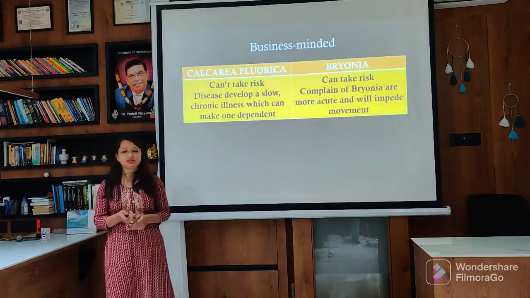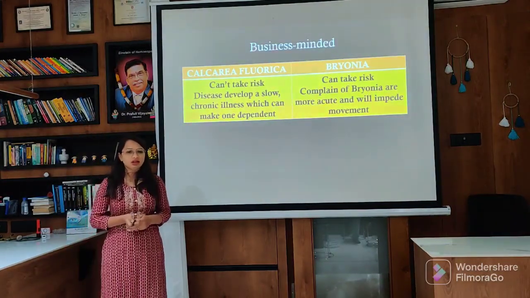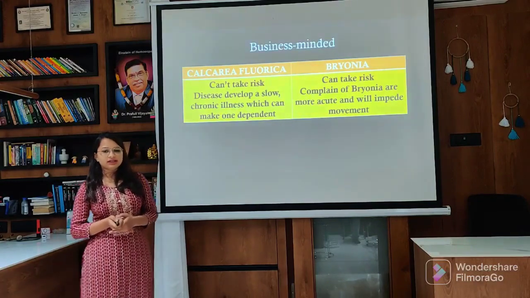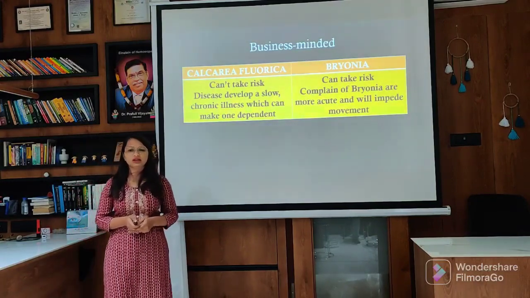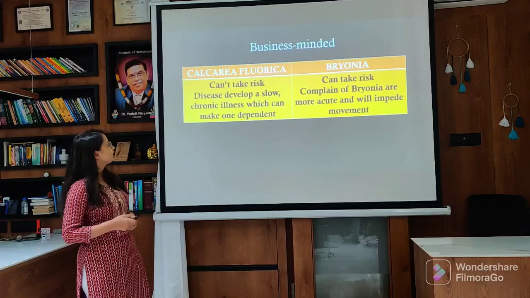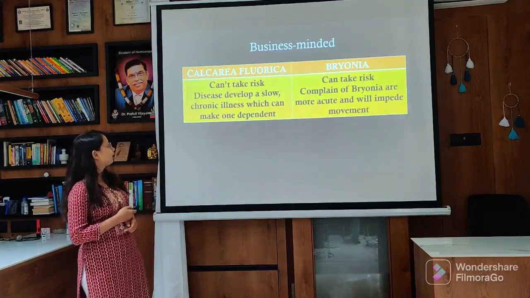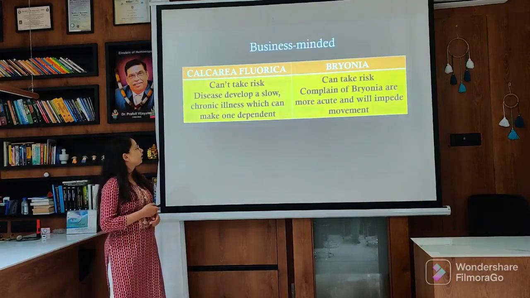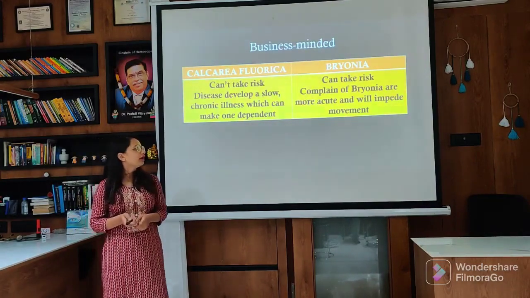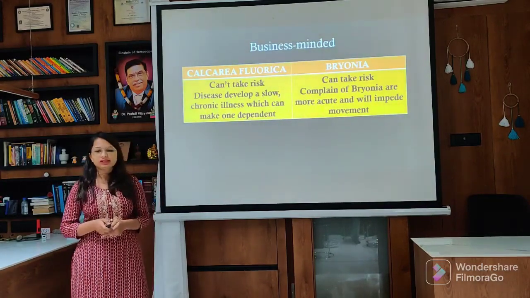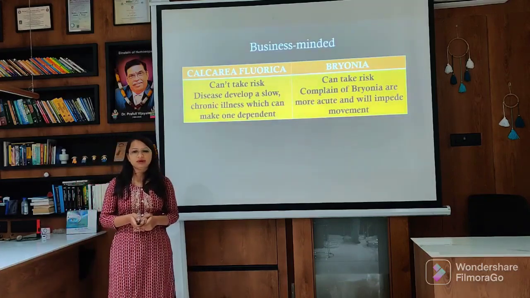Business minded, difference between Calcarea fluorica and the pioneer. Calcarea fluorica cannot take risk. The pioneer can take risk. They complain the disease develops slowly, a chronic ailment which can make one dependent, while the pioneer's most complaints are acute and will impact movement.